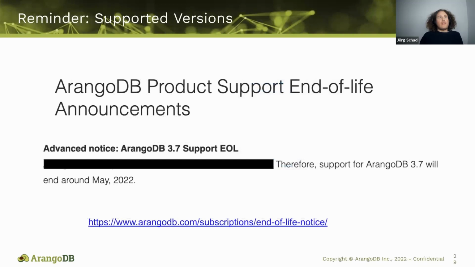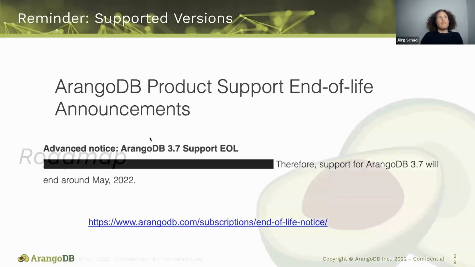And just as a reminder, we also have an end of life policy. 3.6 went end of life last year, and 3.7 will also be end of life around May this year. I think officially it's May 22nd, but we time it with the last release of 3.7. So expect that to happen sometime around the end of May. And there again, we have a link to the homepage where all the end of life material is listed.